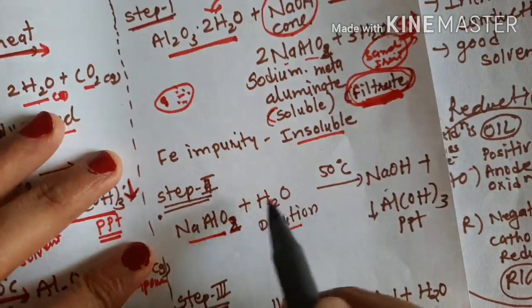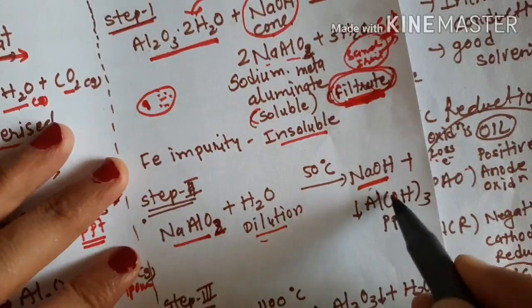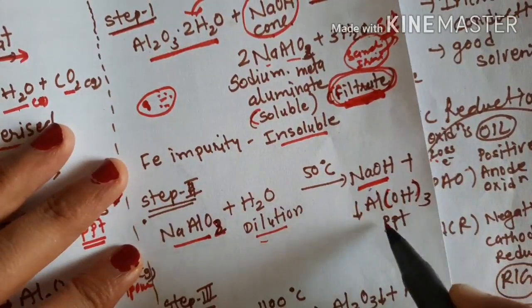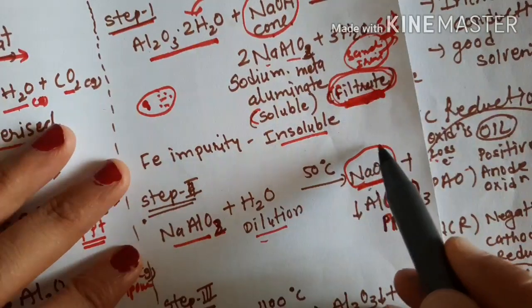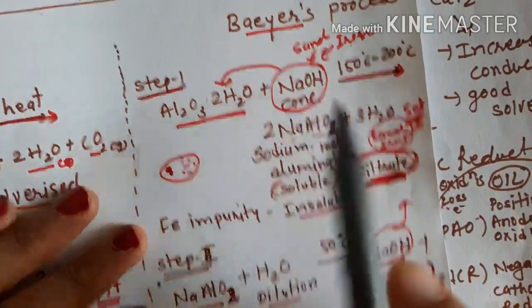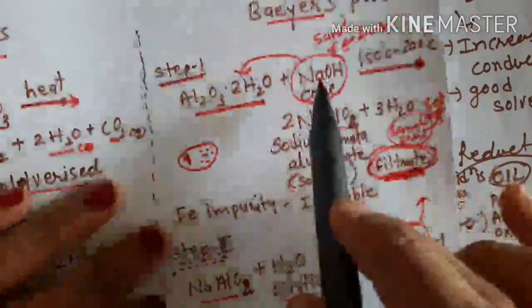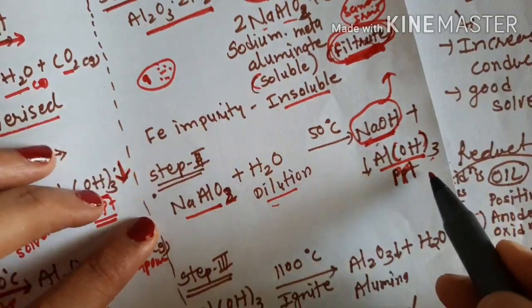So when we add water to it, NaOH will come out, and the aluminum hydroxide, Al(OH)3, we can take out as a precipitate. So the NaOH, we can reuse. This NaOH we reuse in step number 1. So NaOH will be coming out and we can reuse it, and this Al(OH)3 precipitate is coming.